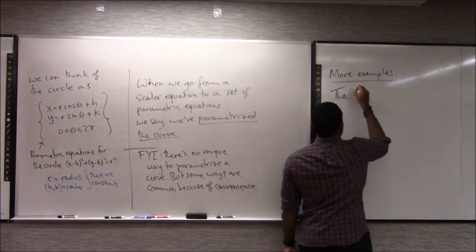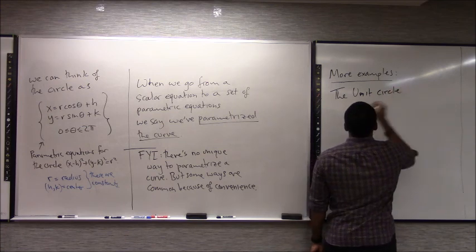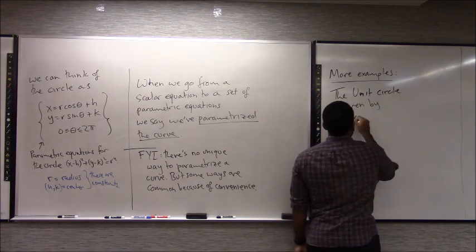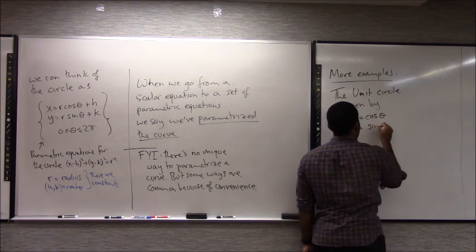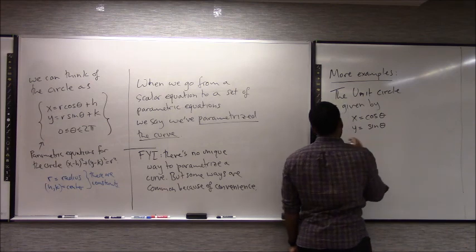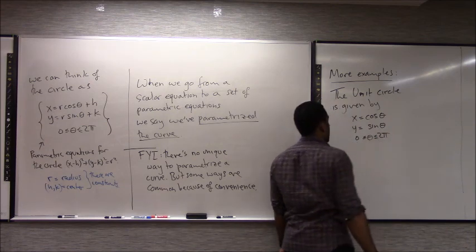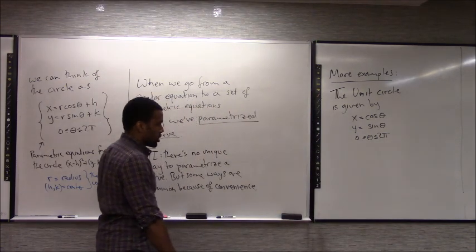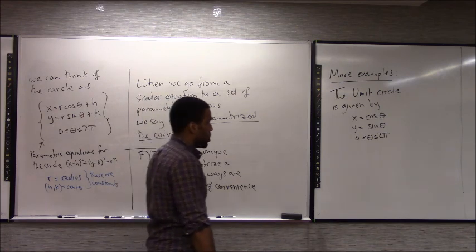Unit circle is given by x equals cosine theta, y equals sine theta, where theta goes from 0 to 2 pi. It's literally how we created the unit circle. Notice that if I square each of those equations and add them together, I should get 1. So I would get x squared plus y squared equals 1.